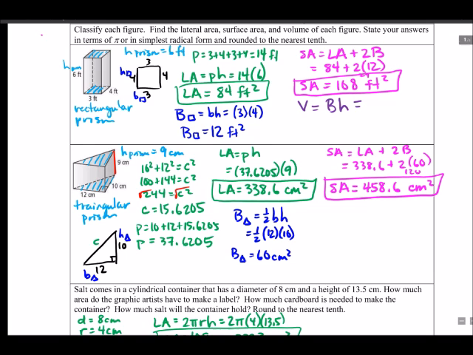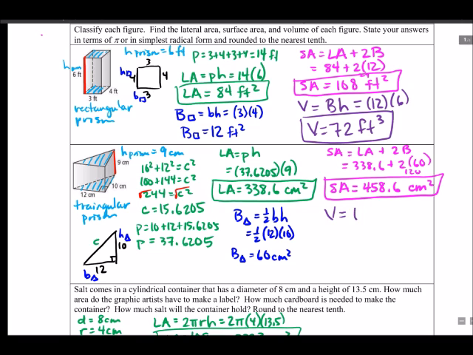We found the area of our base to be 12 feet squared, and the height of our prism was right here, and that is 6 feet. So we found our volume to be 72 feet cubed. Volume's super easy. Our next prism here was a triangular prism, but that makes no difference.